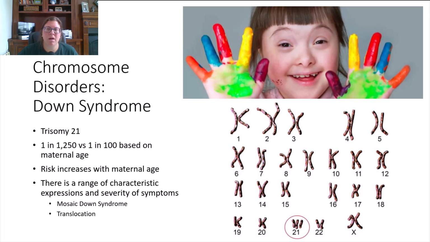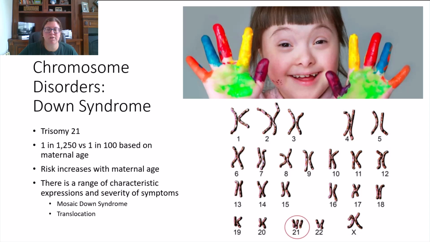In women under the age of 30, there is about a 1 in 1,250 chance versus a 1 in 100 chance at age 40. Down syndrome has a range of characteristics and expressions that can include intellectual disability, specific facial features, poor muscle tone, possible problems with heart, digestion, as well as hearing.